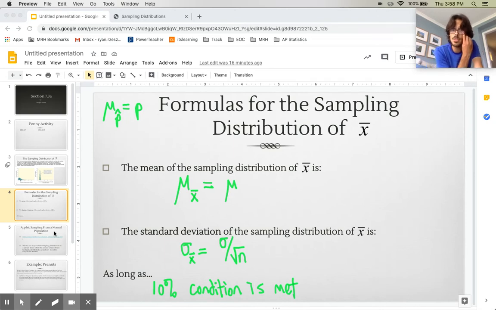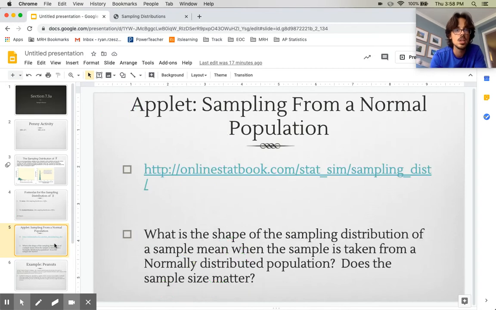Now, we have to look at what happens to x bar's graph, because we can't just assume it's going to be normal. We have to investigate and see if that's actually the case. And with x bar, it's a tiny bit more than with P problems. We have to look at a couple things. So we're breaking this up into a couple situations. This video is going to talk about one of those situations, which is when your population is actually normal.